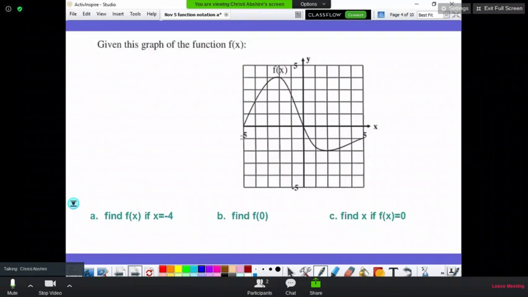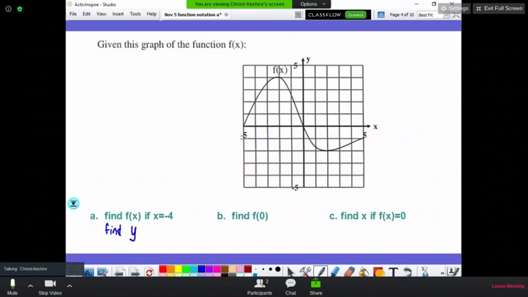Now you see a representation of a function already on a graph. The ordered pairs have already been plotted and they've been connected, and we have this shape that you can see on the graph. Questions A, B, and C are 3 types of questions that you could be asked from this graph. So on A, it's telling me to find f of x. That's really telling me to find y.